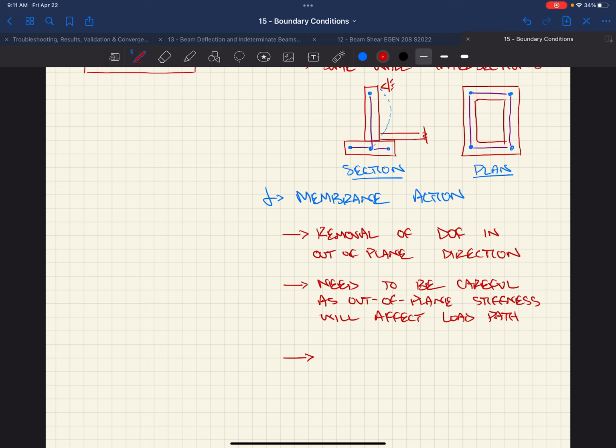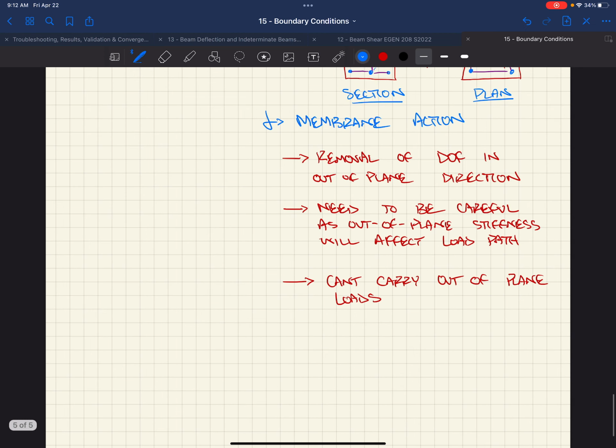And like I said, it can't carry out of plane loads. No bending. Which can lead to instability, right? It can lead to instability.